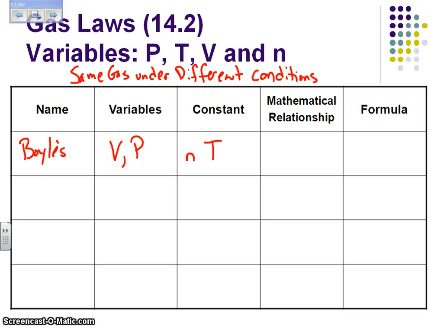The Boyle's formula is pressure 1, volume 1 equals pressure 2, volume 2. And in terms of mathematical relationship, this is an indirect relationship. Because what this means is as pressure increases, volume decreases. And as pressure decreases, volume increases. So we have an indirect relationship between the two variables.